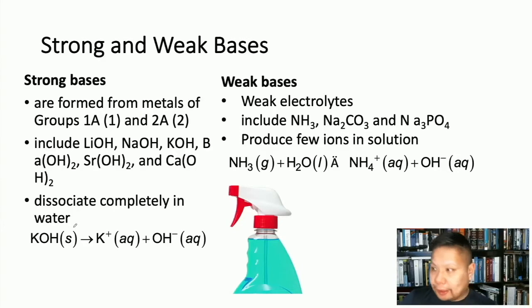So now let's talk about strong bases and weak bases, right? Strong bases are usually formed from group 1 and group 2 metals. That includes things that you know, like lithium and sodium, all in group 1, hydroxides. Those are strong bases. Potassium hydroxide is also a strong base. Calcium hydroxide right here from group 2, also a very strong base, right?